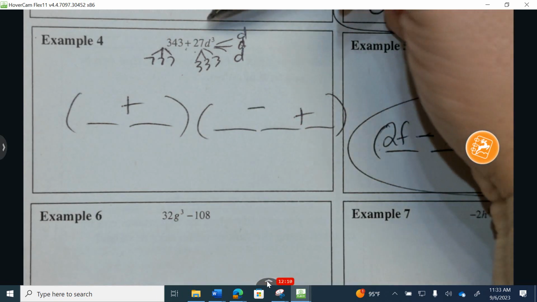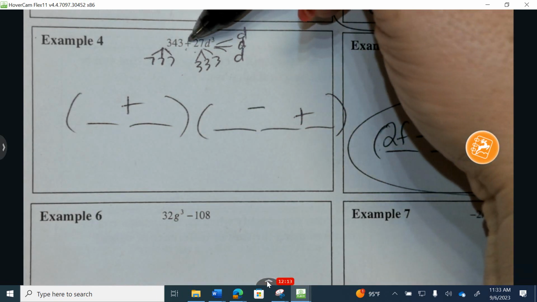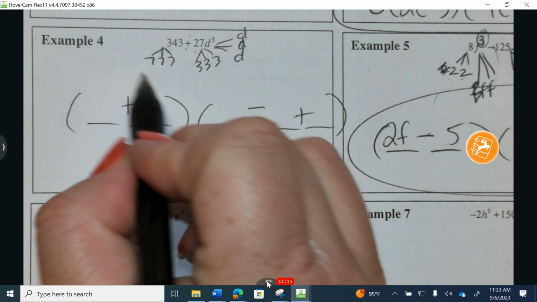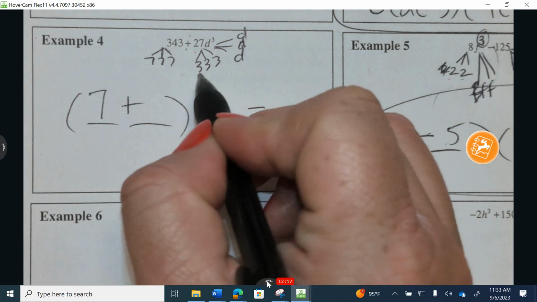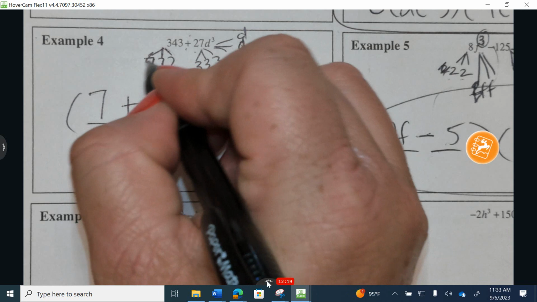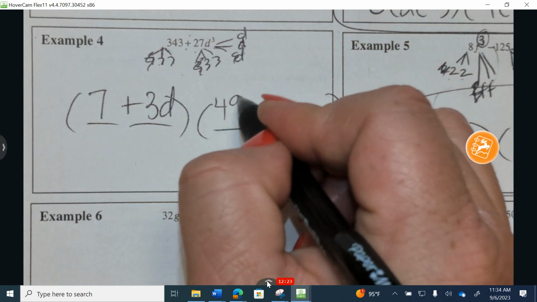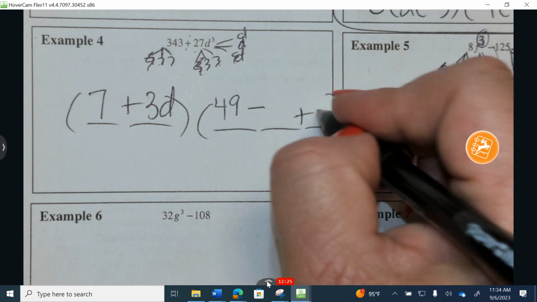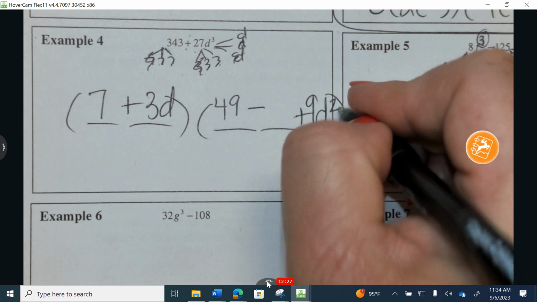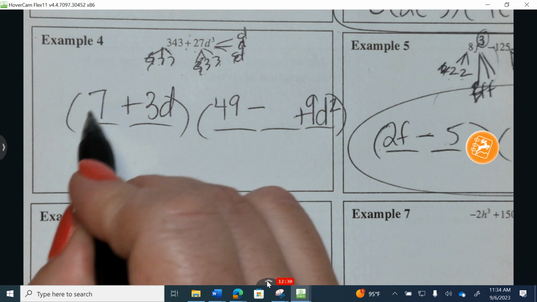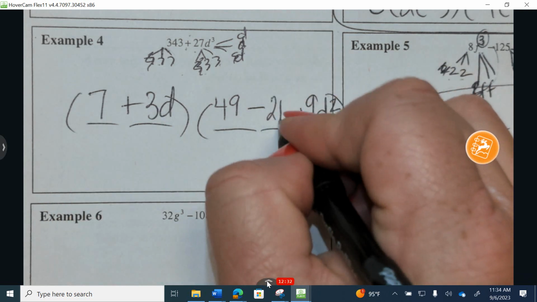Remember, with sum and difference of cubes, you can have a plus or a minus in the middle. So 7 comes from the front, it remains in front. 3D comes from the back, it remains in back. Now in this position, 7 times 7 is 49, and 3 times 3 is 9D squared. Now what goes right here? 21D.